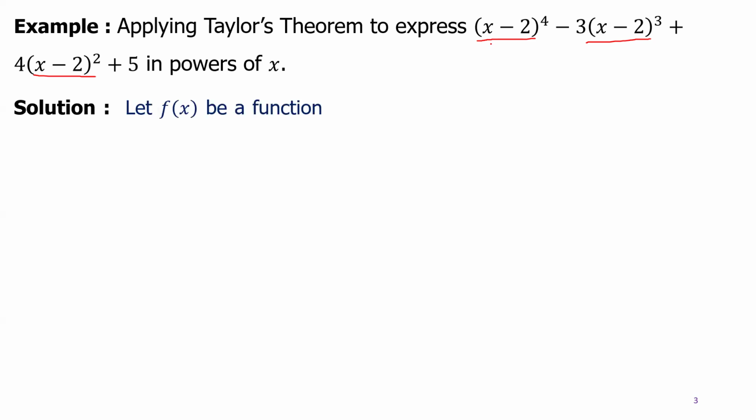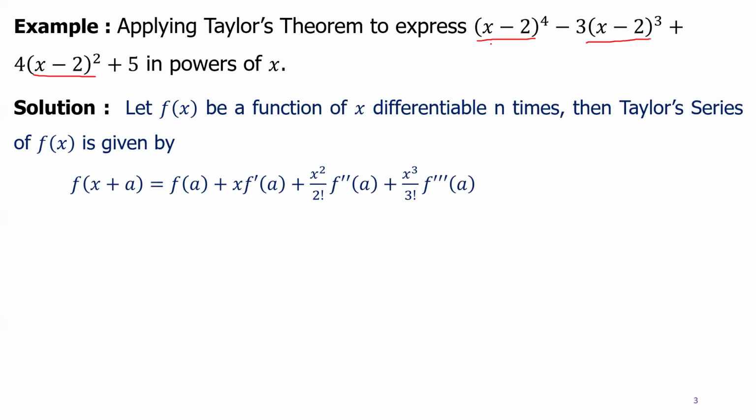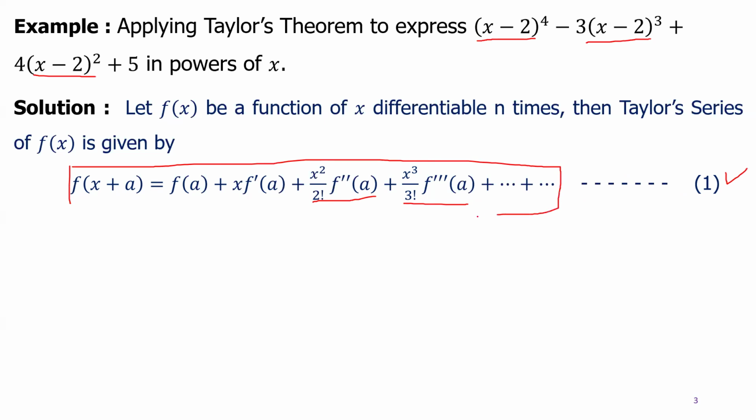Let f(x) be a function of x differentiable n times, then Taylor series of f(x) is given by f(x + a) = f(a) + x f'(a) + x²/2! f''(a) + x³/3! f'''(a) and so on. This is the Taylor series in ascending power of x, or only the power of x. Now we have to express the given expression in this form.